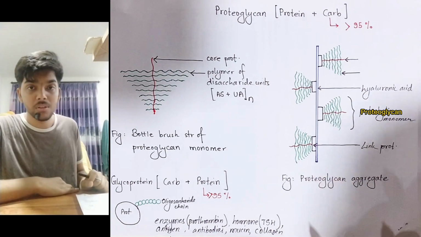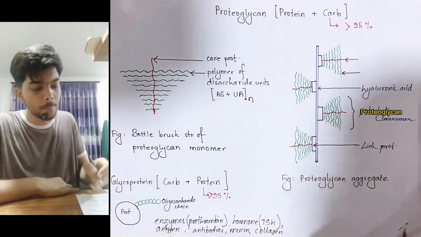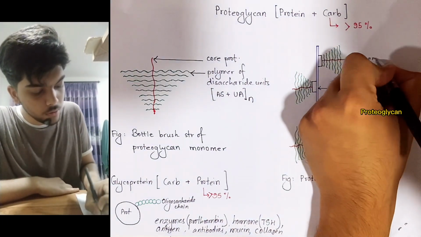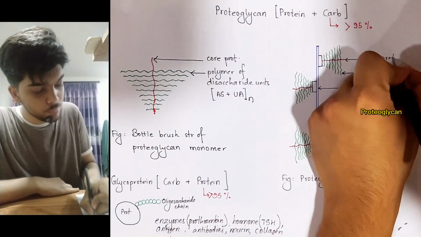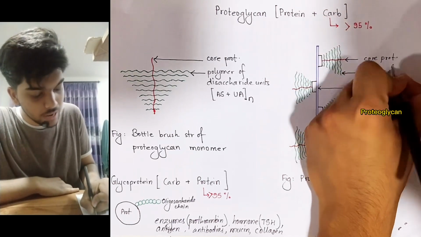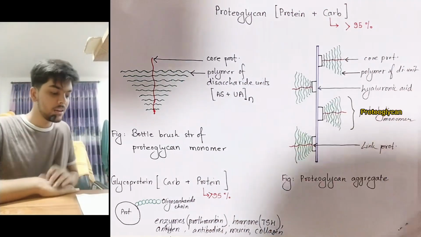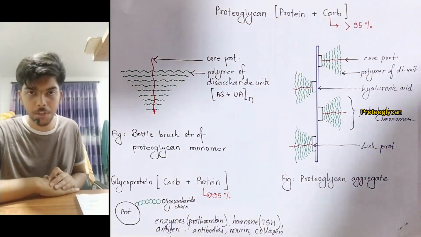And you already know the structures present in a proteoglycan monomer. There's your core protein and there's the polymer of disaccharide units. So this right here is a proteoglycan aggregate.